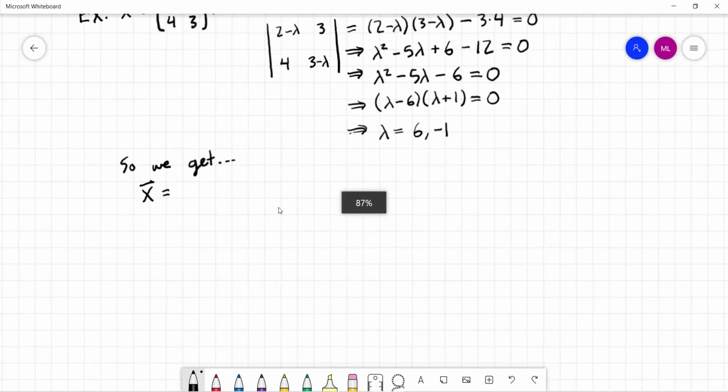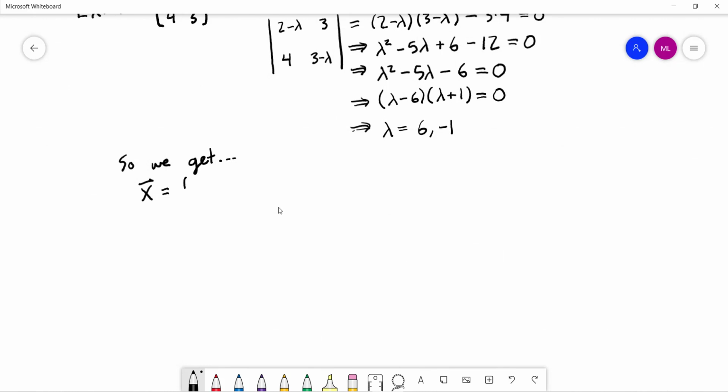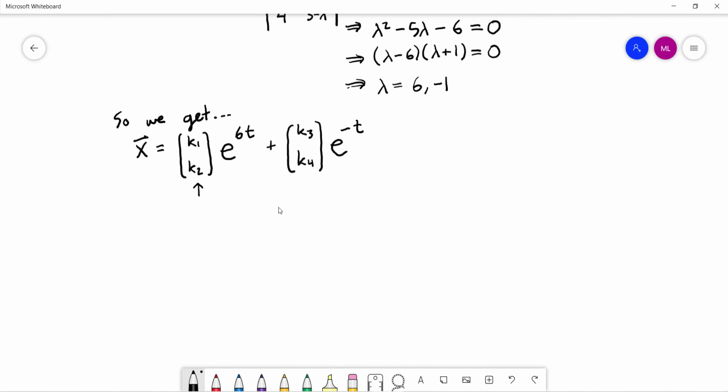We get that x should be equal to some k1 and k2 times e to the first lambda value, so 6t, plus k3, k4 times e to the negative t. That is my guess. These can be thought of as constants that are vectors, right? We will specify these based on some initial conditions, but they play the role of our c's. Our book uses k's instead of c's, but I'm going to call this vector k1, and I'm going to call this a vector k2.